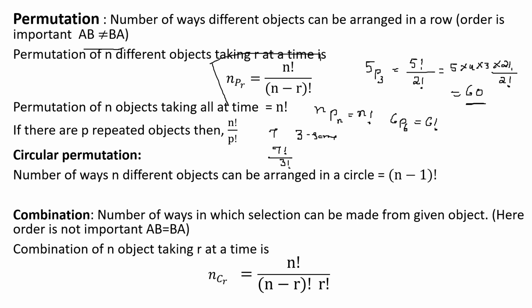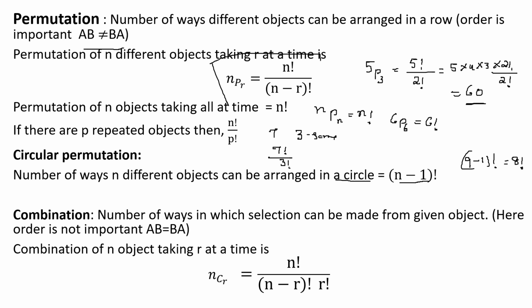Next, the circular permutation. The number of ways n different objects can be arranged in a circle is given by n minus 1 factorial. Say if there are 9 objects which have to be arranged in a circle, then the required permutation will be 9 minus 1 factorial, that is 8 factorial. It is mostly used when finding the number of necklaces, the number of bracelets, or the number of ways of arranging a certain number of people around the table. So we use circular permutation in that case.